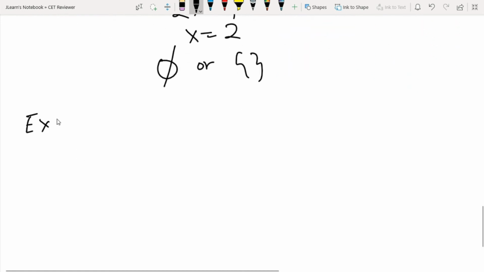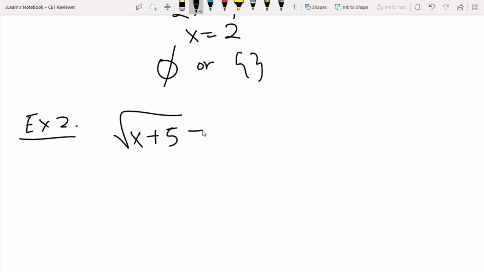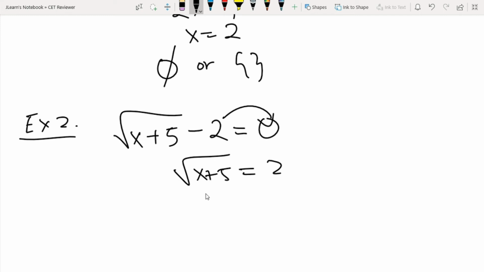So, let's do example 2. Again, simple example, square root ng x plus 5 minus 2 is equal to 0. So yung idea natin is again, kailangan mag-isolate tayo ng isang radical to one side. So that will be square root of x plus 5 is equal to 2. Okay, nilipat lang natin. And then now we raise both sides to 2. Okay, so we get x plus 5 is equal to 4. Okay, so if we square both sides, you get this expression. And now we can solve for x to be equal to minus 1.